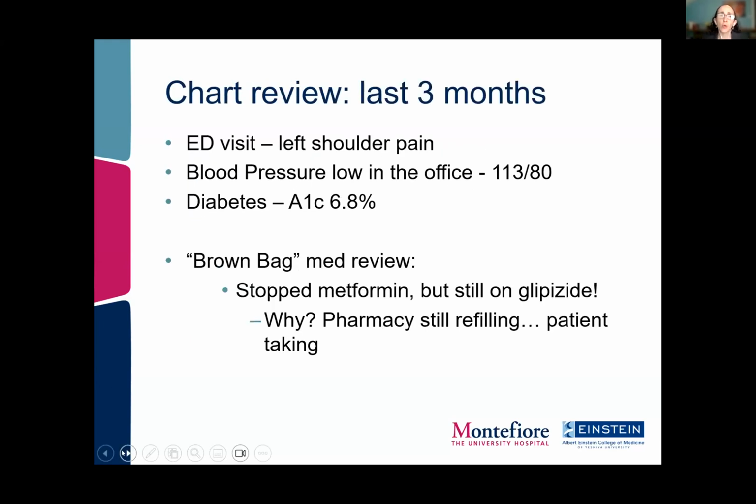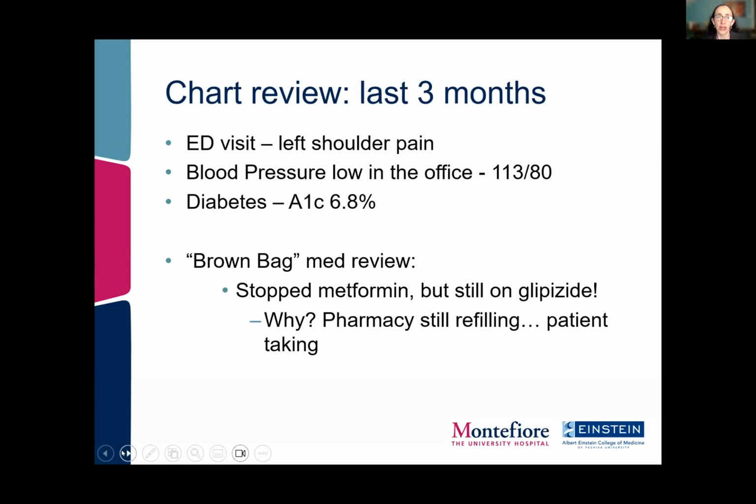And so then a little bit more of the chart review over the last 3 months prior to this visit. She actually had been in the ER once because of the left shoulder pain. Her blood pressure had been low in the office sometimes, 113/80. And her diabetes number, her hemoglobin A1C, was 6.8%. We could probably talk about kind of what her goal would be, but certainly not less than 7%, and hers had been lower. And so on this visit, we did a quote unquote brown bag medication review.